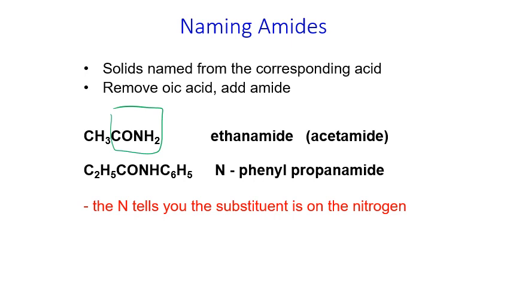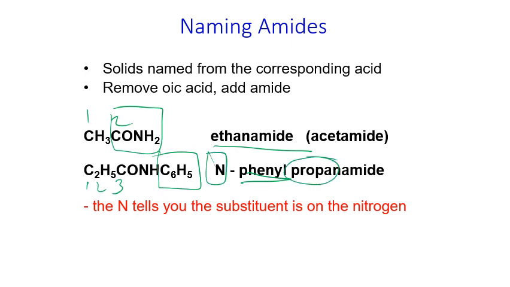But because you've got the CONH2 now, it's known as ethanamide because it's got 1, 2 carbons, ethanamide. And this is known as N-phenylpropanamide at the bottom because remember, we've discussed it already, C6H5, okay? And that's the phenyl group, which you'll become more familiar with, and you've got 1, 2, 3 carbons there, so it must be propanamide. Okay, and the N, what does the N mean? The N means that the substituent is on the nitrogen.